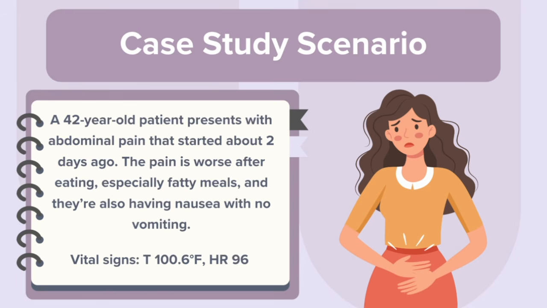All right, let's pause here. Before we go any further, I want you thinking, what should we assess on the physical exam? It's the abdomen, exactly. So we palpate and we find that the right upper quadrant is tender.